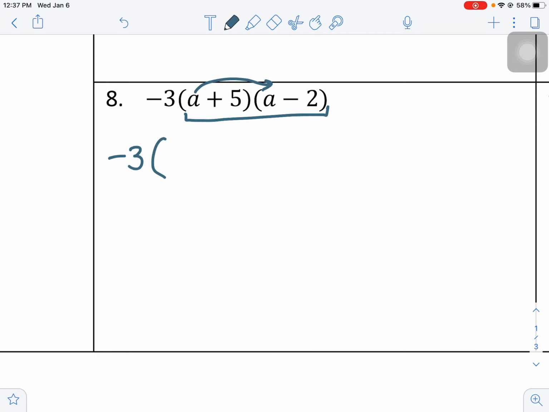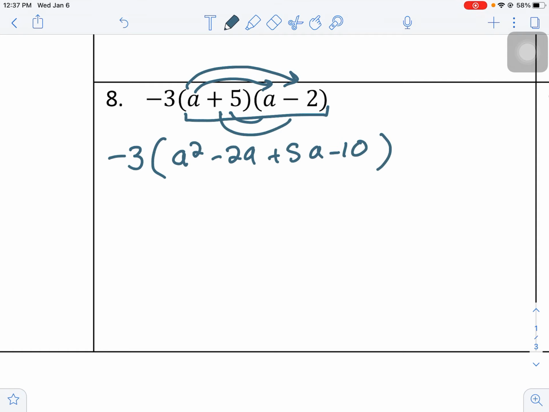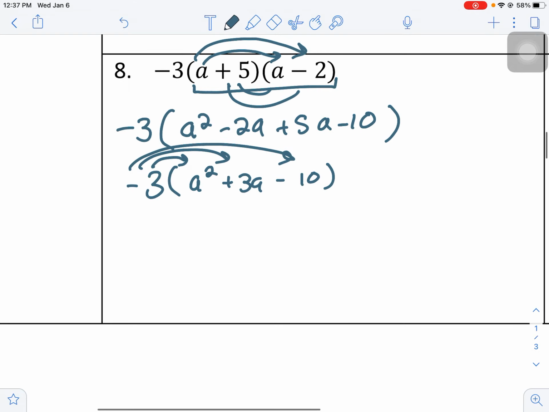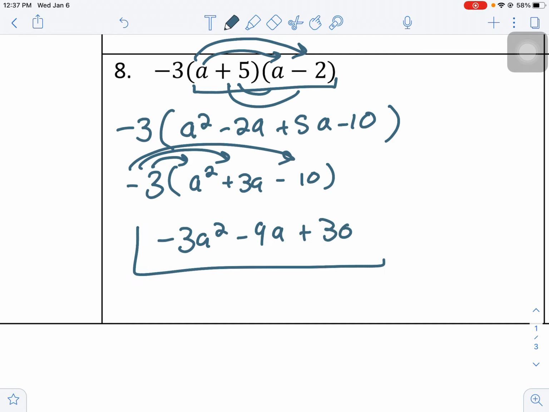So we're going to put negative 3 on the outside, and then we get a squared minus 2a plus 5a minus 10. Now that we have these in here, we can simplify this just a little bit. So it's going to be a squared plus 3a minus 10. And then we distribute the negative 3. So we get negative 3a squared minus 9a plus 30. And then that's going to be our final answer.